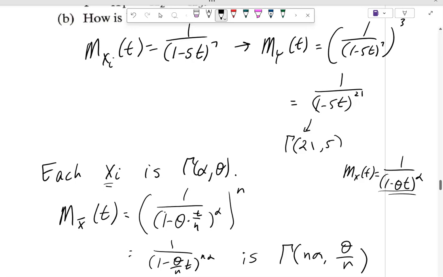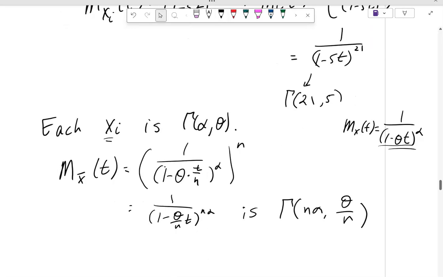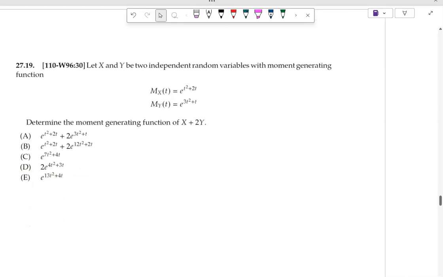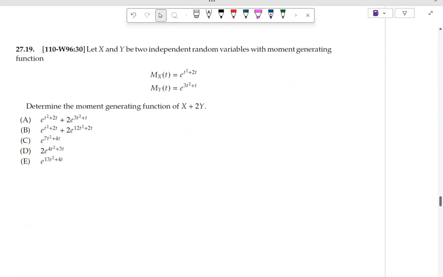Questions on that one at all? This is why, by the way, we play around with these moment generating functions: to help us recognize new distributions from random samples. It's one of the reasons why we do it. All right. We should be able to do this one pretty straightforwardly. We've done one like this already.